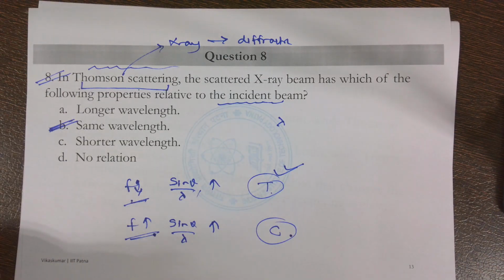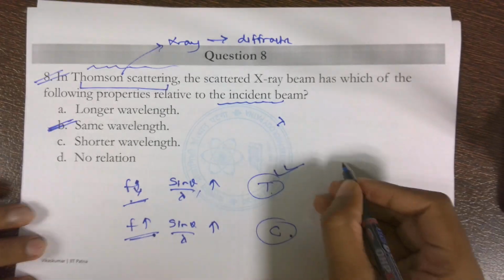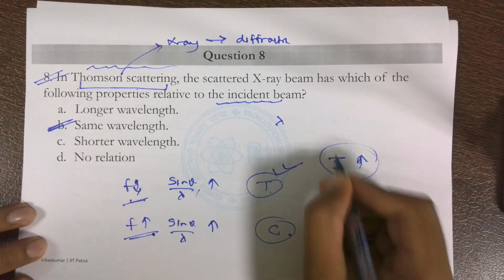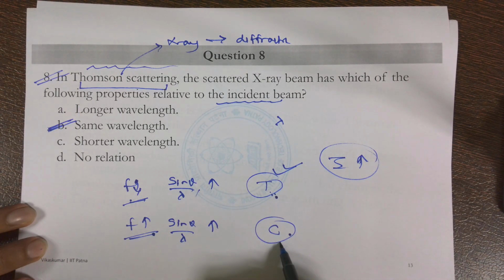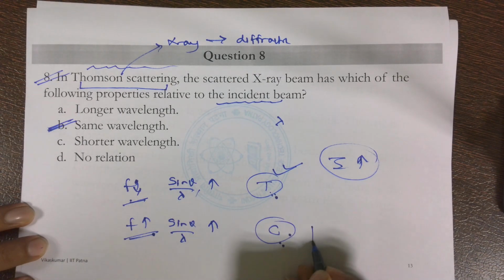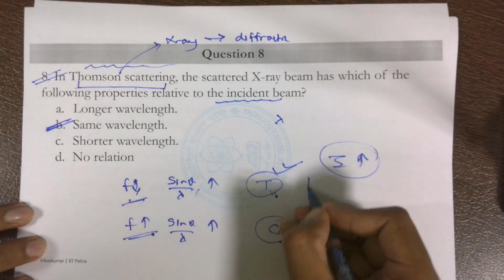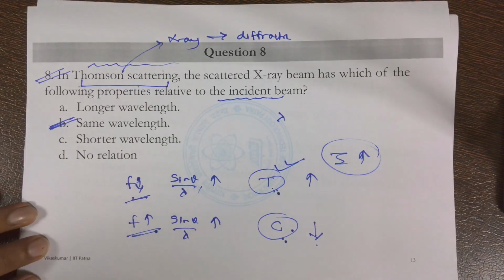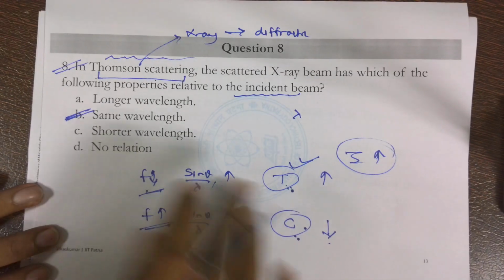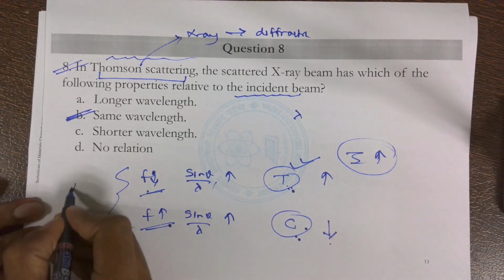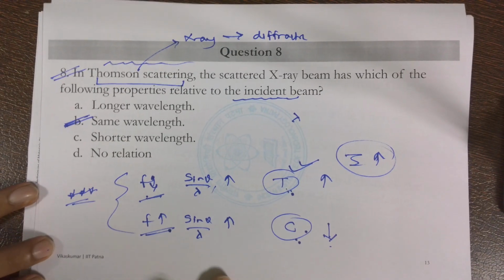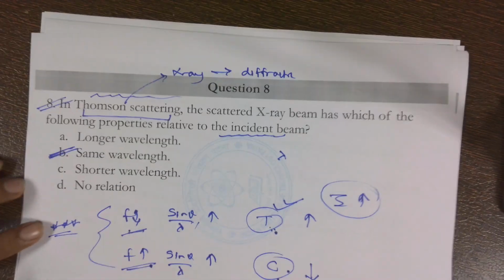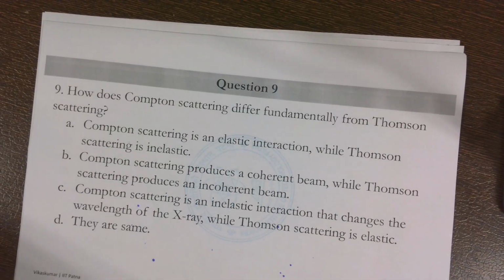Now let me ask you, if I'm increasing the Z, the atomic number, it means that the Thomson scattering is increasing. So what do you think? In that way, the Compton will decrease. If I'm increasing the Z, Thomson will increase, Compton scattering will decrease, right? So this is again one thing that we have discussed in the class. We should remember this part. Okay, very good. Let's go to the next part. Next question, question number 9.